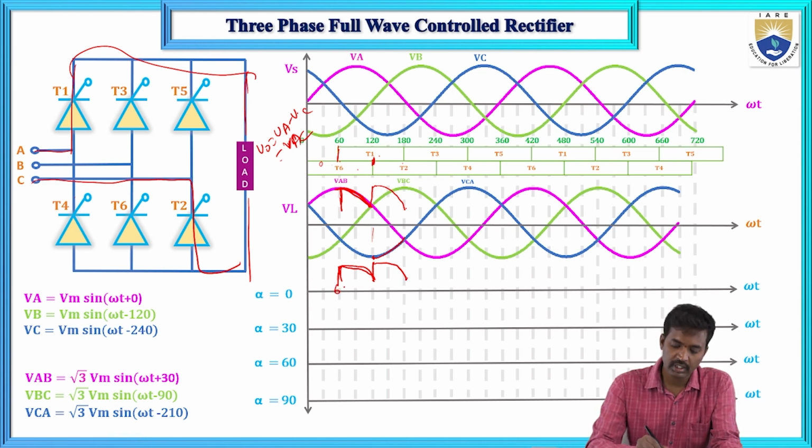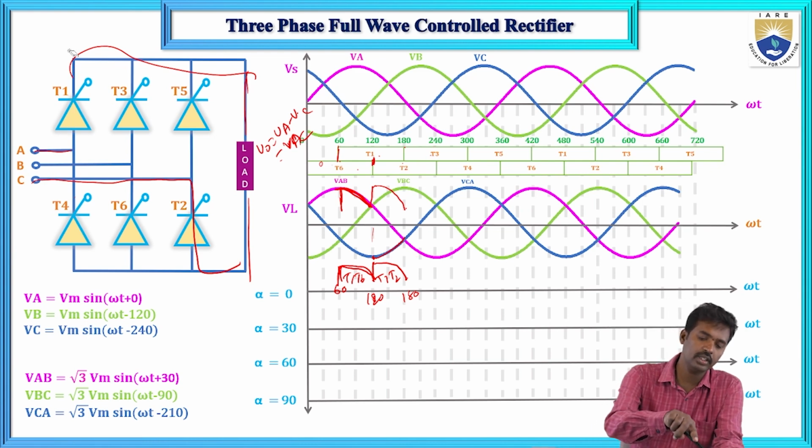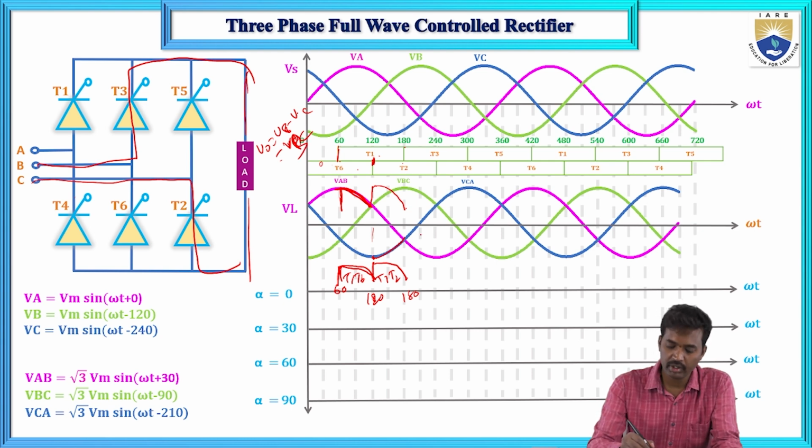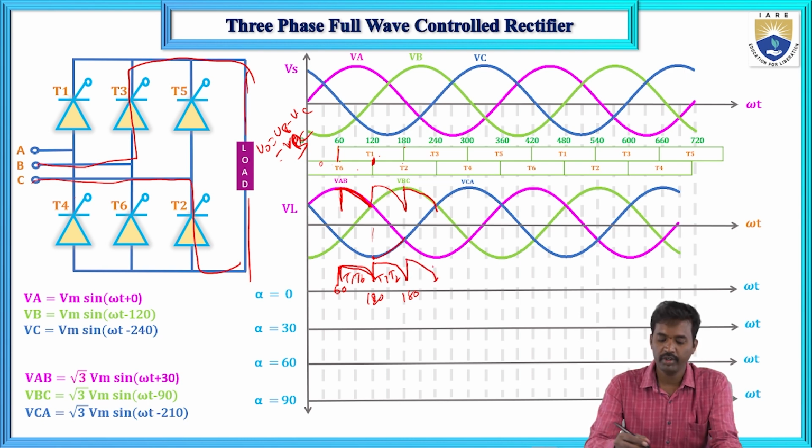So this is the 60, 120 and 180 degrees case. Here T1 and T6, and T1 and T2. And next, from 180 to 240, T3 and T2 will conduct. T3 and T2 will conduct means VB minus VC, which is VBC. So VBC is this one. Here T3 and T2, VAB, VAC. Next VBC.